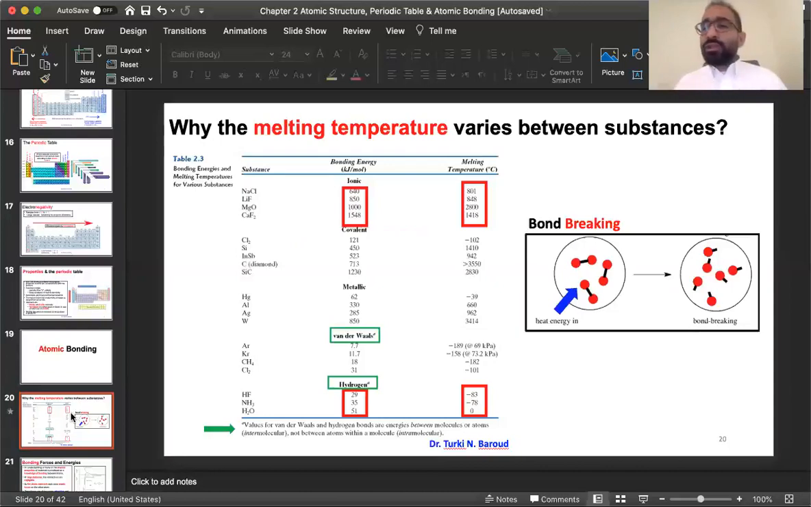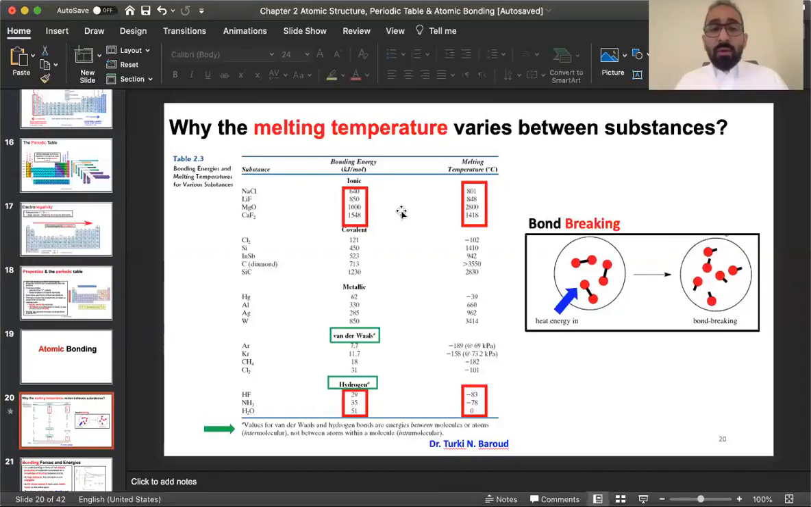We want to compare the bonding energy. Why do we care about bonding energy? Because we want to know how much energy we need in order to break a certain bond. That tells us how strong the bond is. So if you look at this group of material on top here, the bonding energy is very high, and that is reflected in the melting temperature. You need a higher temperature to melt, to break the bonds of those kinds of material.